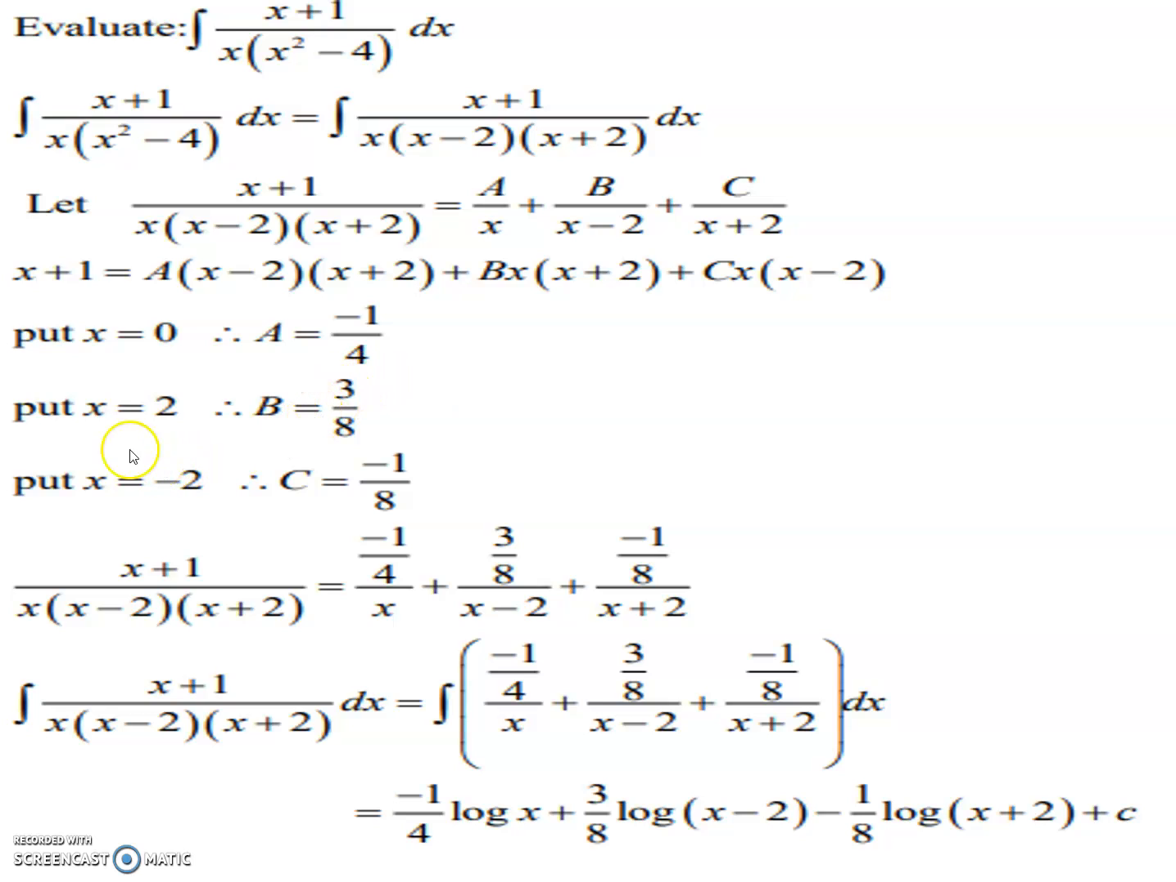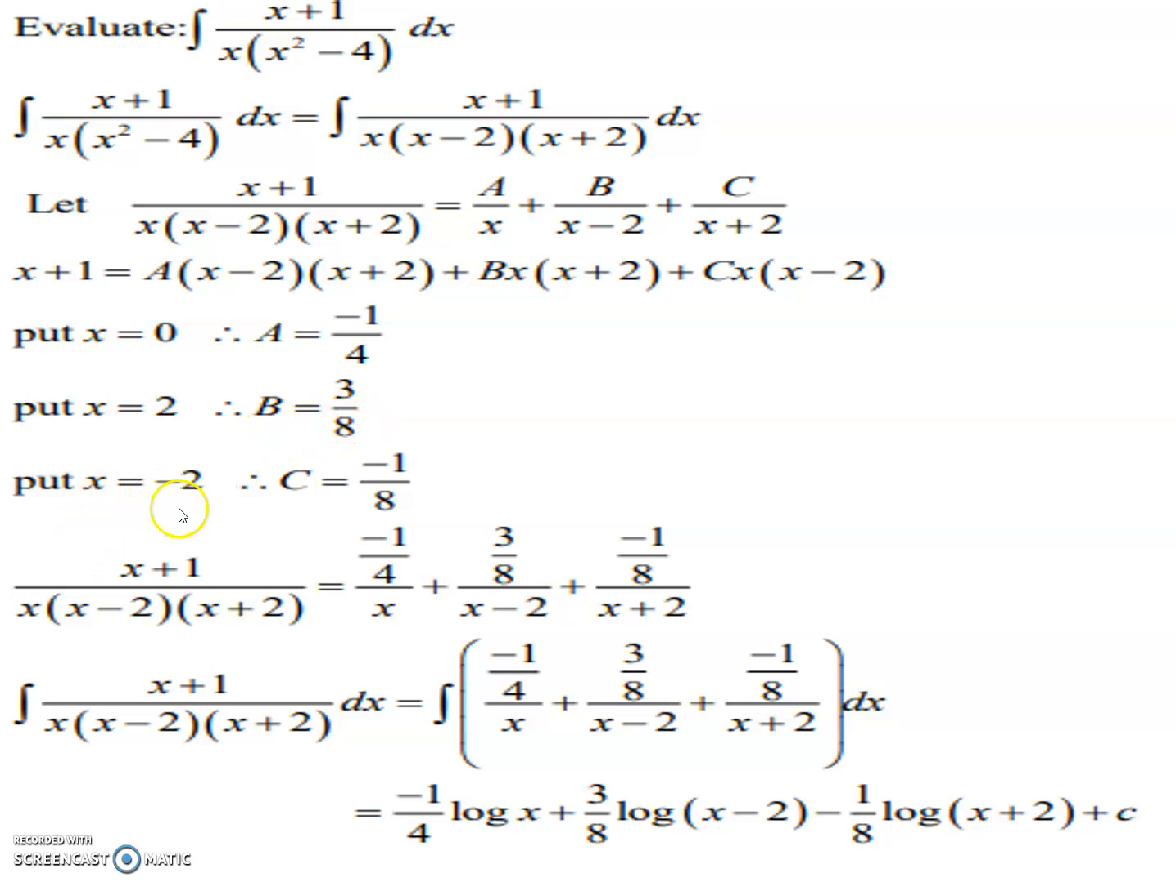Now we have to put x = 2. So instead of x we put 2 to derive B. Yes. So 2 - 2 is 0, 2 - 2 is 0, therefore A and C are 0. Now 2 + 1 is 3. Now 2(2 + 2) = 2 times 4, which is 8. That's why 3/8 is the answer of B.